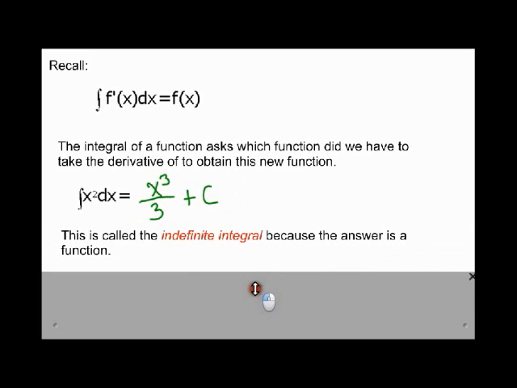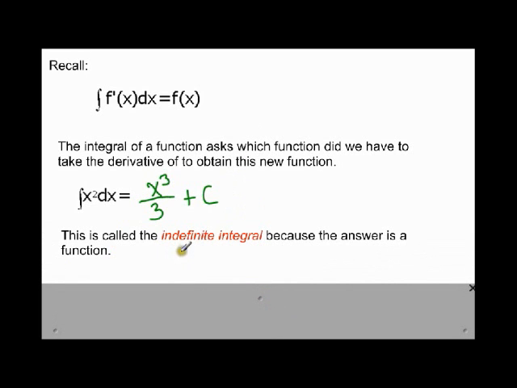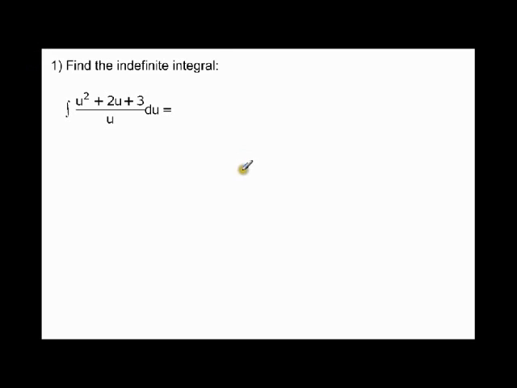Okay, now the definition of this is the indefinite integral, because the answer is a function, so it's indefinite, right? So we haven't plugged in an x, we don't know what c is, so it's an indefinite integral. Okay, so let's practice by finding the indefinite integral of this function right here.